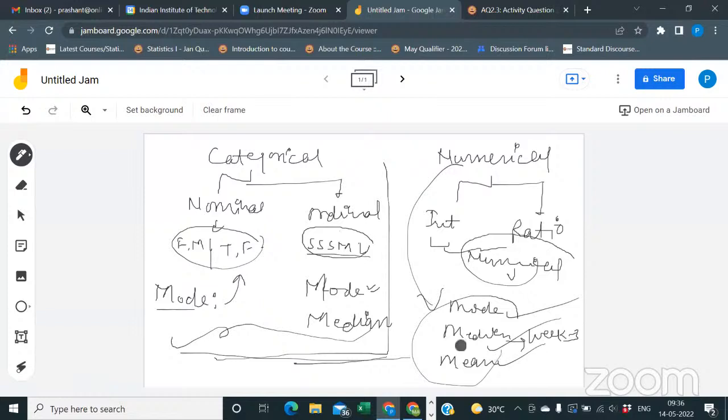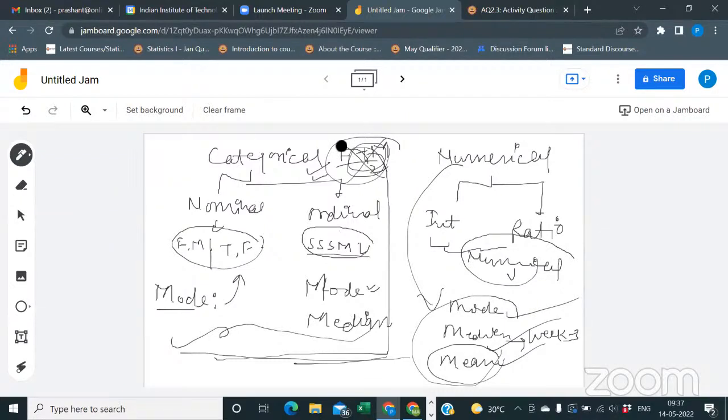And mean is something like an average. Average means you have to add all the observations divided by the number of observations. So the mean cannot be calculated for categorical data. Does it make sense? Female plus male divided by 2? No, sir. That's why the mean cannot be calculated for categorical data. Now is it clear to everyone?